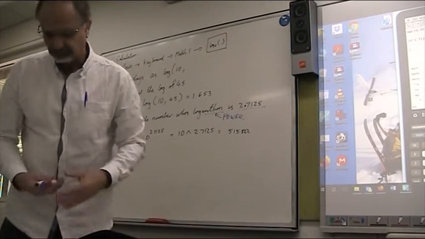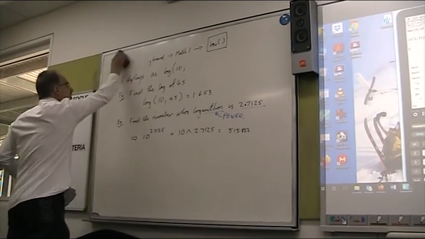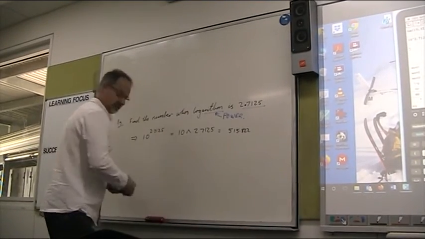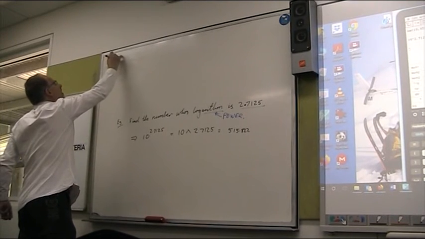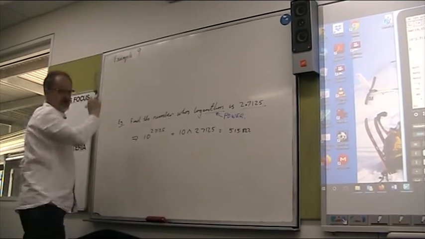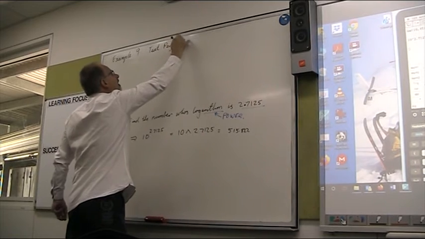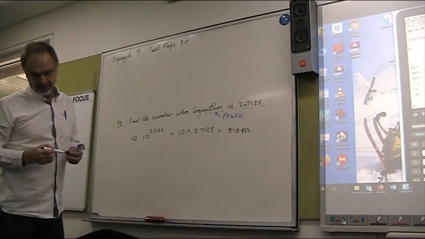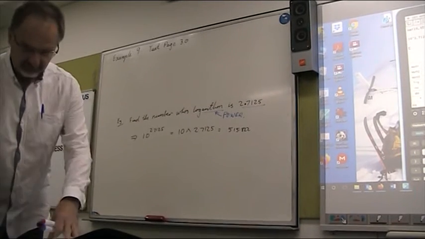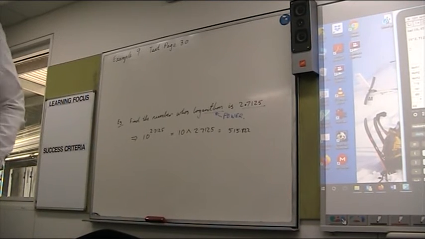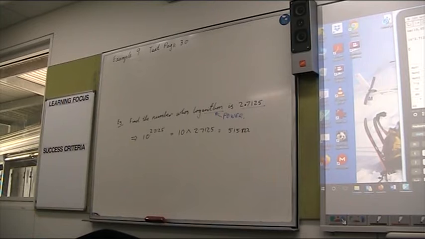All right. Let's do an example, putting some of that together. So the example we're going to do is the one out of your book. Example 9, text, page 30, I hope. Yes. So, page 30.